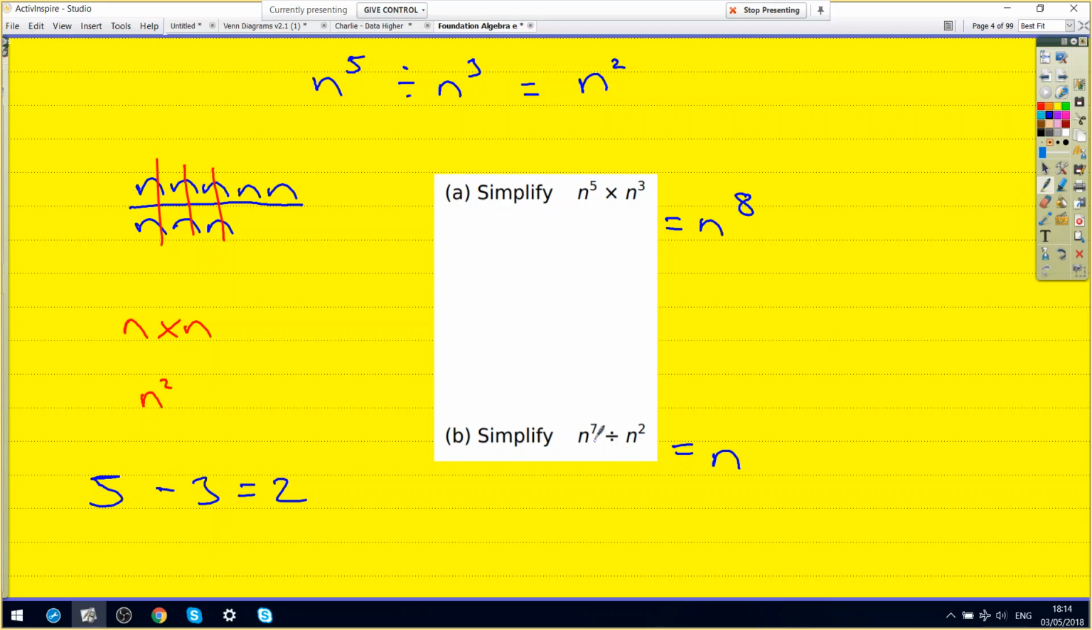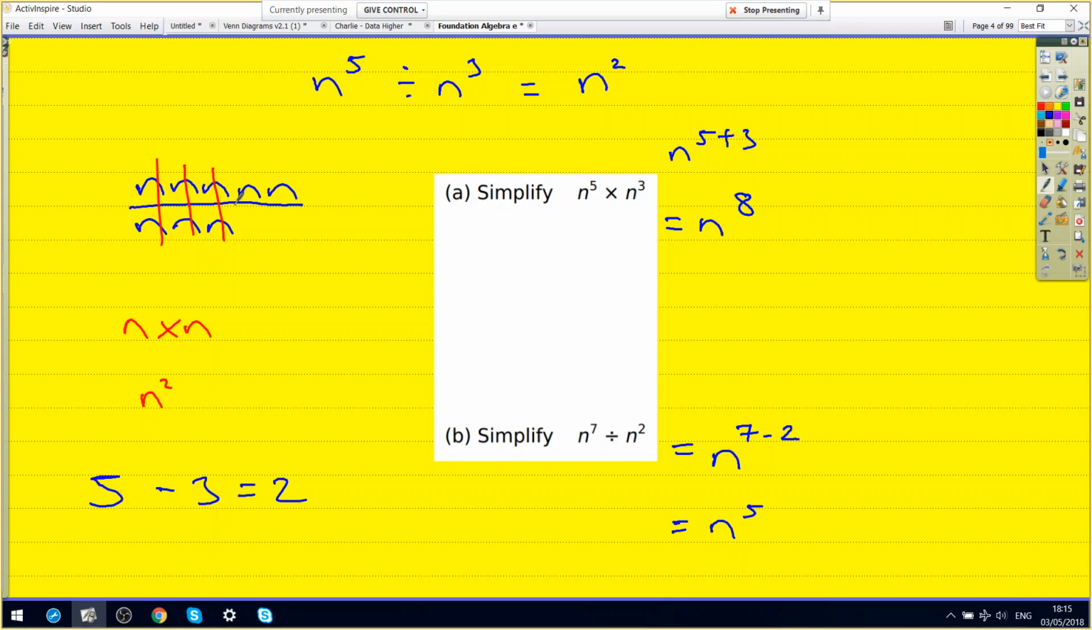Okay. So what would this one be down here? It's not n squared. So it's n to the 7 take 2. Ah, okay. So that'd be n to the power of 5. Yeah. Well, the one up here was n to the 5 plus 3. This one is n to the 7 minus 2.